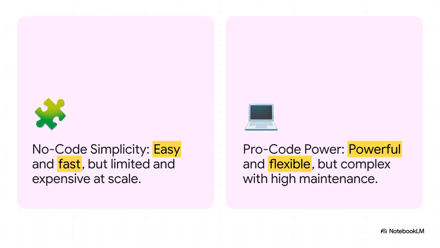This really lays out the two extremes, doesn't it? On one hand, you've got the simple no-code tools. They're easy, they're fast, but they can get really limiting and shockingly expensive once you start to scale. On the other hand, you've got raw code. It's powerful, it's flexible, but man, is it complex and a pain to maintain. For years, you've basically had to pick your poison.